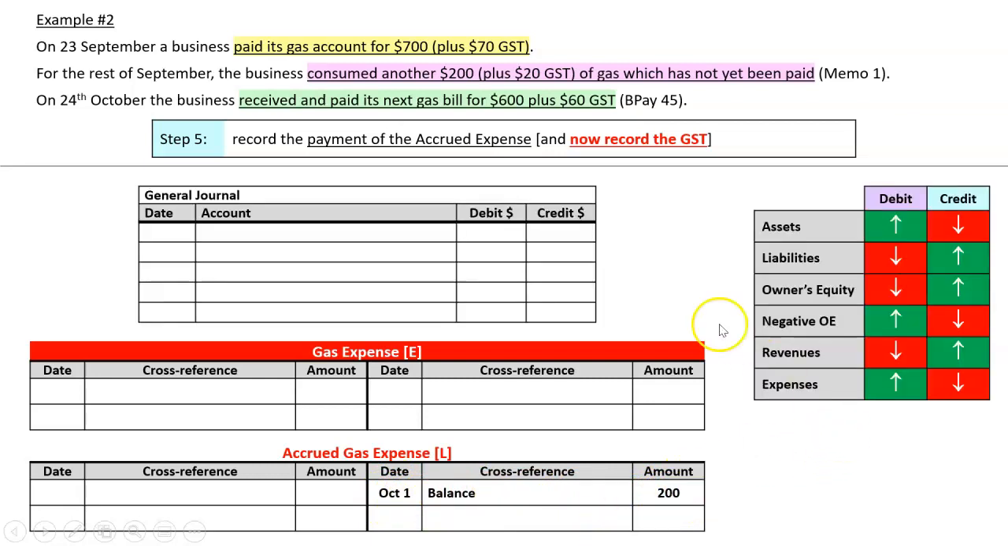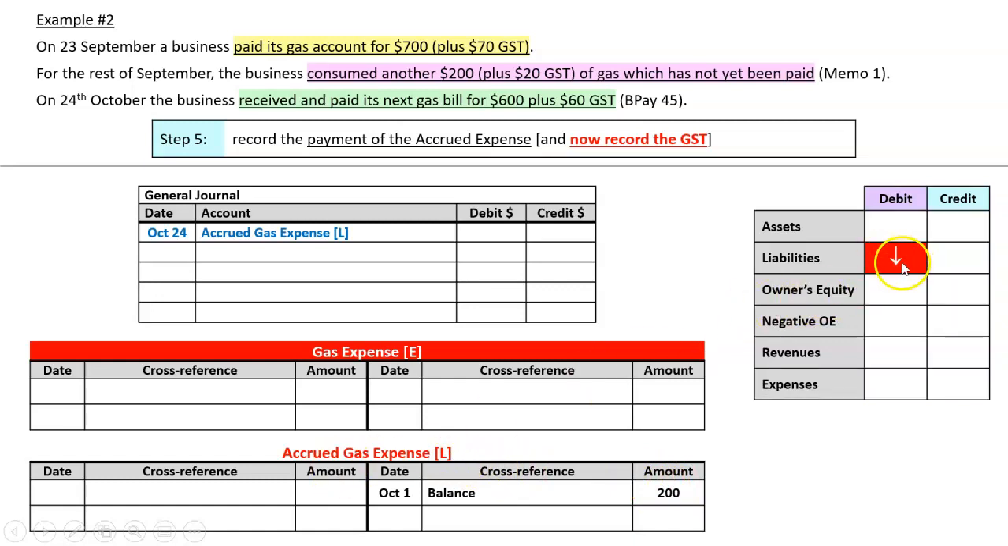And let's go. So the first thing I've got to do, we can do this in any order. I'm going to first of all say, well, there's this accrued gas expense here. I owe $200 to the gas company from September. I'm going to pay that. So what's that? That's a liability and it's going to go down. When a liability goes down, that's a debit. So that'll go there. Okay. Accrued gas expense debit, 200. And now this balances to 0. It's gone. It's clear. I don't owe them anything anymore.